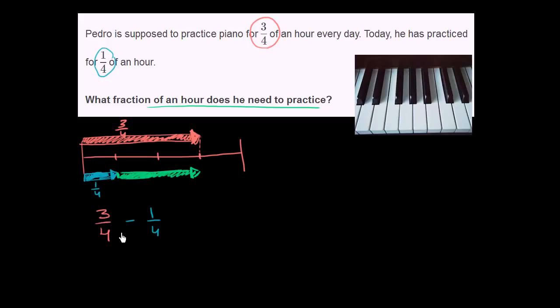Now, this already has the same denominator, so this is going to be equal to 3 minus 1 over 4, which is equal to 2/4. And you see that right over there. He still needs to practice 2 out of the fourths, 2/4. Now, 2/4 we know is the same thing as 1/2.